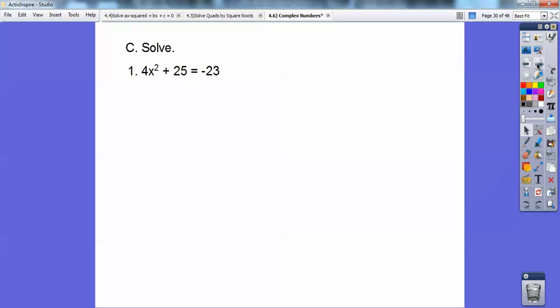All right, so let's solve some of these, you guys. All right, so let's solve this. So here I'm going to go ahead and subtract 25 on both sides, and I get 4x squared equals -48, and I'm going to divide by 4, and I get x squared equals -12.